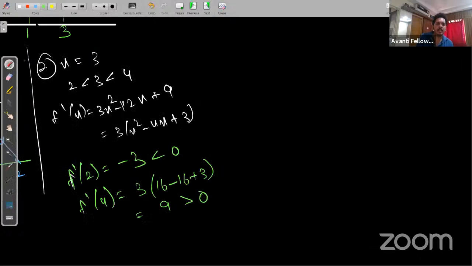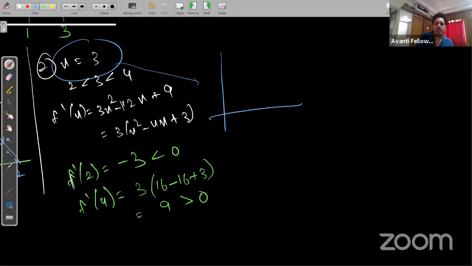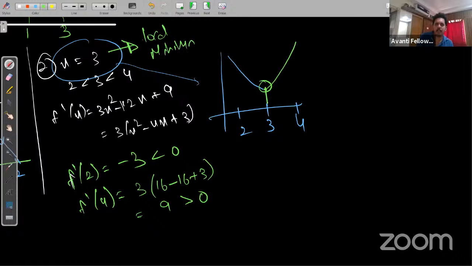Now tell me, for x equal to 3, what is happening? So for 2, it is less than 0, it is decreasing. And for 4, it is increasing. So at point 3, is it maxima or minima? It is local. Whenever you are saying, try to say local here. Okay, local minima. Understood, everyone? Very good, Naveen, Ashish, Suraka, Praveen. Very good, guys.